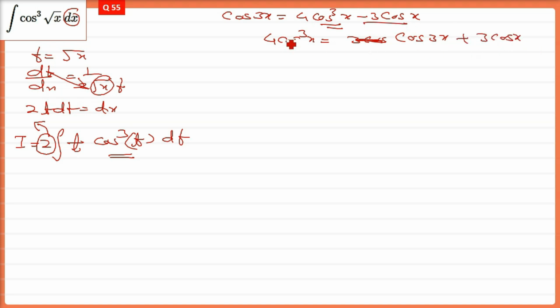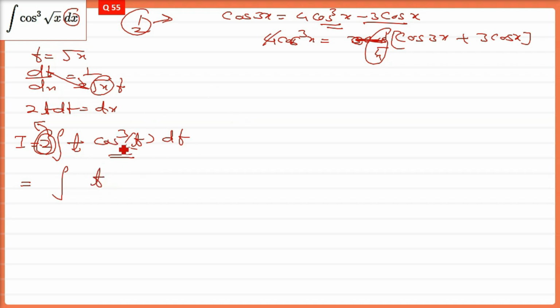So (cos 3x + 3 cos x) divided by 4. Just take it in the bracket, and this is 1 by 4. Now this will become like this. 2 I am taking outside because we'll deal with it later. I am just concentrating on the integration of t cos cube t. See, 2 was already there, 1 by 4 has come from here, so let's deal with it here only. 2 into 1 by 4 is 1 by 2. So 1 by 2 we will deal with later.